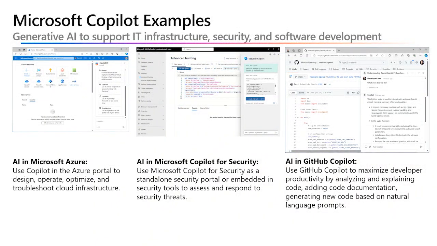Copilot for Azure is integrated into Azure Portal and can assist infrastructure administrators as they work with Azure Cloud Services. Microsoft Copilot for Security helps security professionals as they assess, mitigate, and respond to security threats. GitHub is the world's most popular place for developers to manage their code and develop applications. GitHub Copilot helps developers maximize productivity by analyzing and explaining their code, adding code documentation, generating code based on natural language prompts, refactoring, optimizing code, generating test cases for existing functions, and integrating into developer tools like Microsoft Visual Studio Code, which means you can take it anywhere, and it does so much more.